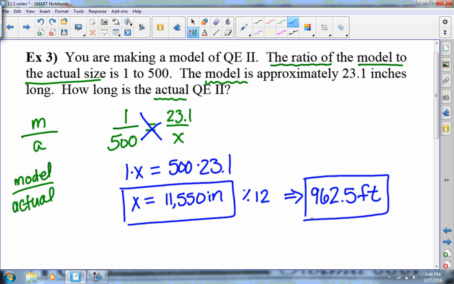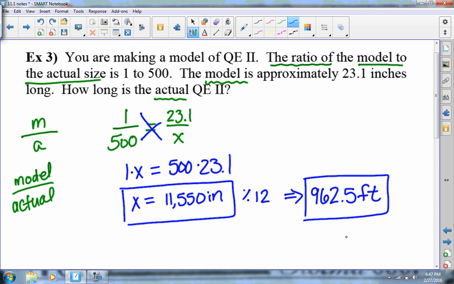If you were talking to someone about this ship, you would say it's 962.5 feet long. That's a little bit easier for us to comprehend and put into a visual image. If you say 11,550 inches, that's a little hard to make sense of. But again, either answer would be correct because they don't tell us exactly how they want the answer. And they were giving us the problem in inches, so if you answered it in inches, that would be completely correct. But just remember that we can convert between units.